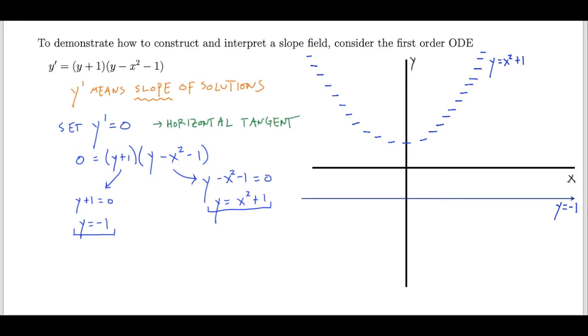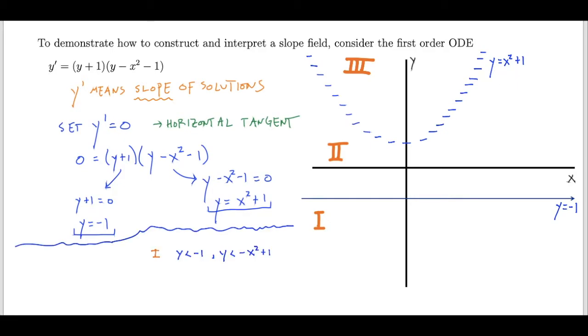There's nowhere else where they'll have a horizontal tangent. For reference, let me call those regions region 1, down here below y equals -1, region 2, in between these two curves, and then region 3 is above the curve y equals x squared plus 1.